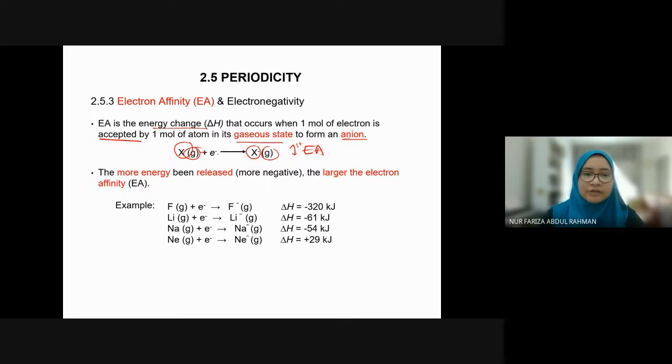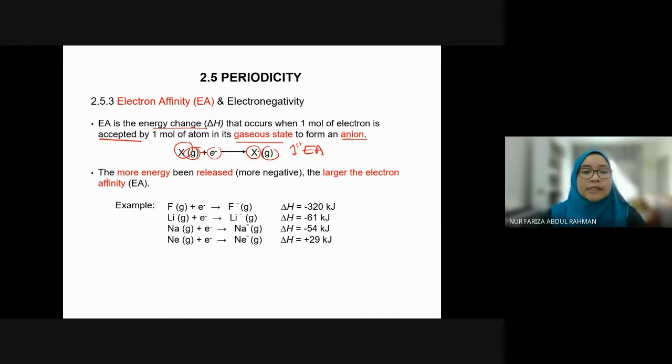So this is electron affinity. As you can see, it is also a stepwise process, meaning that the electrons need to be added one by one. It cannot be added, for example, 2 at once or 3 at once, tak boleh macam tu. It should be added one at a time.